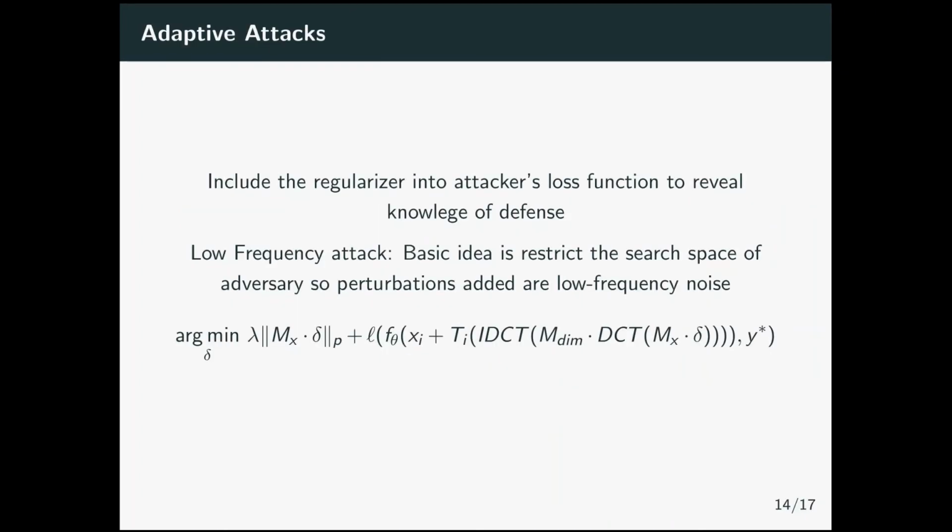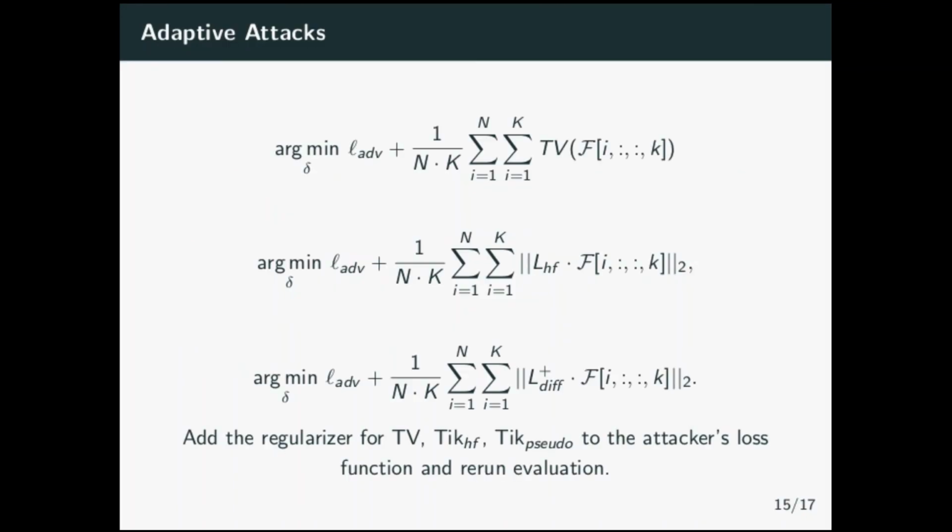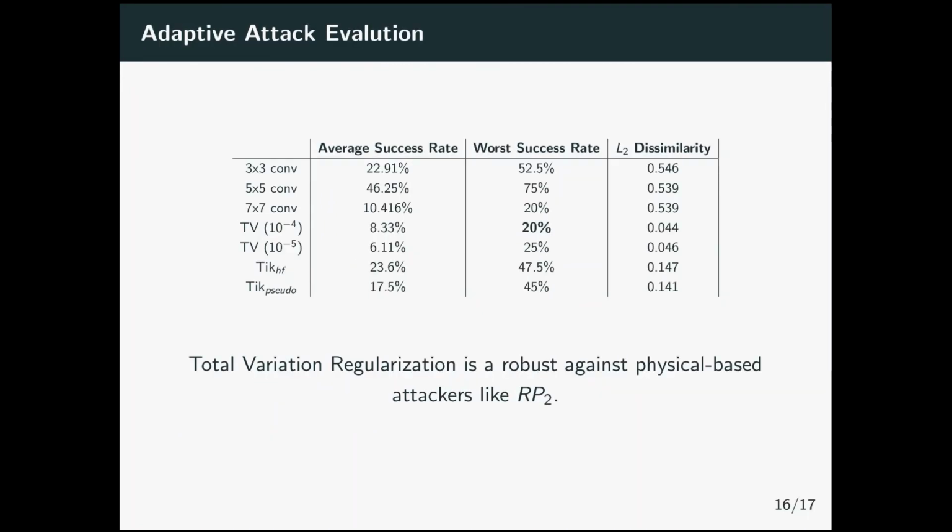Getting to the adaptive attacks, the idea is you want to include knowledge of the defense in the attacker. We try to restrict the perturbations we add to low frequency regimes for L infinity depthwise convolution, since the assumption is that the noise that's added is of high frequency nature. For the other defenses, we attach the loss penalty that we used during training to the attacker's objective function and rerun the evaluation. Here are the results from that run.